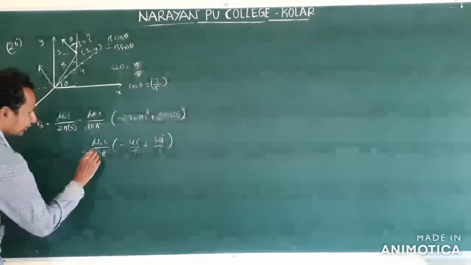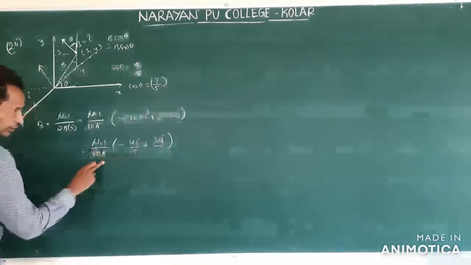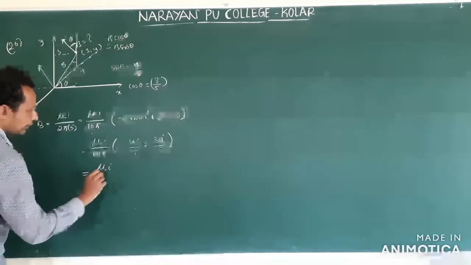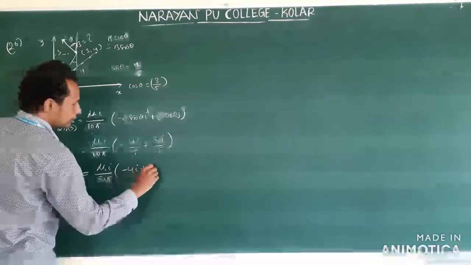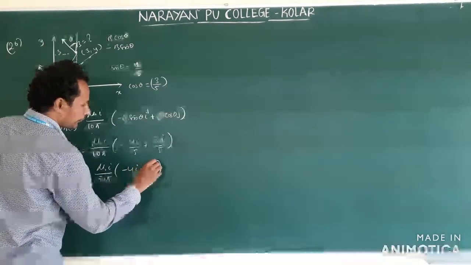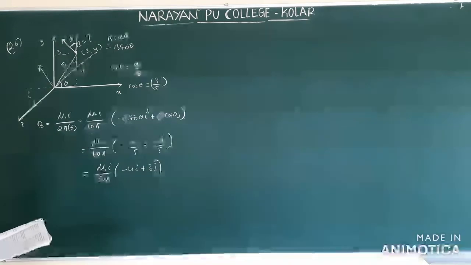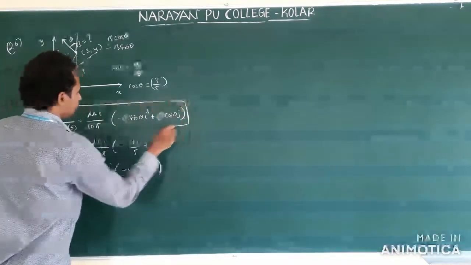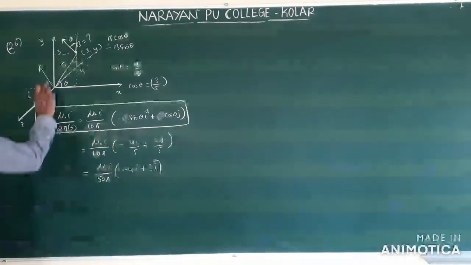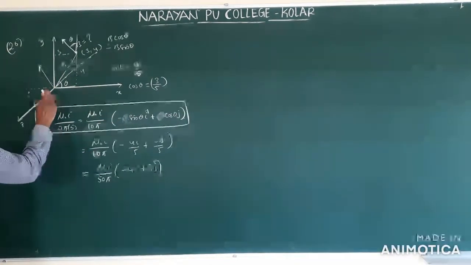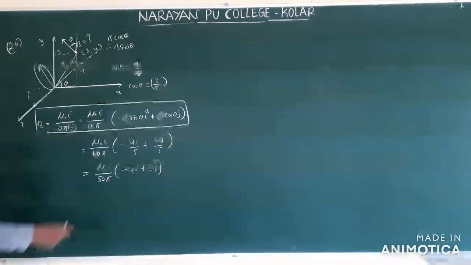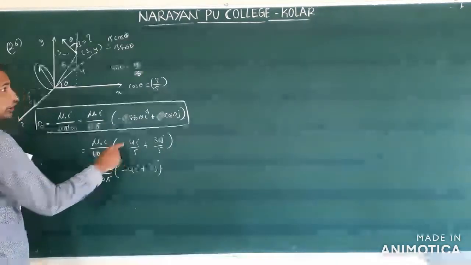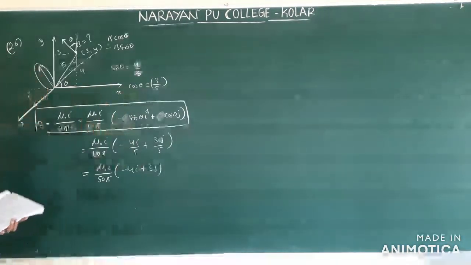So 5 comes up. This is 10 pi, and 5 we take common. Mu naught I by 50 pi, minus 4I plus 3j. Is there an option? Yes, minus 4I plus 3j is there. So you better follow this method. If you take it the other way, it gives the wrong answer. Previously, minus 3I came. If you follow this, we will get the correct answer.